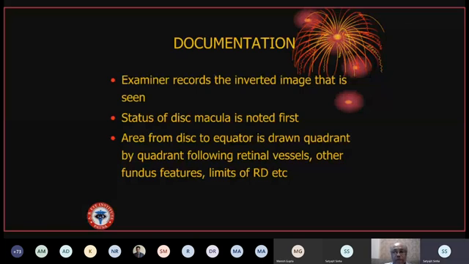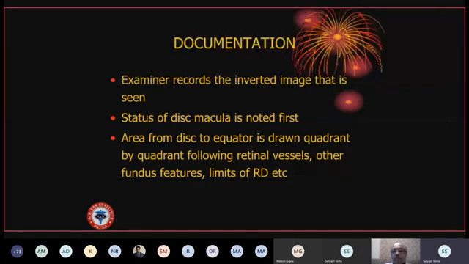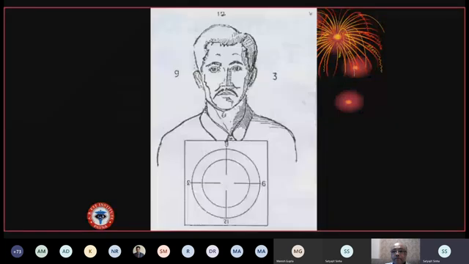Yes, sir. And then the area from the disc to the equator is drawn quadrant by quadrant, following the retinal vessels, other fundus features, limits of the RD, etc. Okay, so this is another good chart that is available, and this is how you clip the chart on the patient's chest, and this is how you are going to draw. Now, this is how the fundus chart looks. What is the full name of this chart? Can anyone tell me?